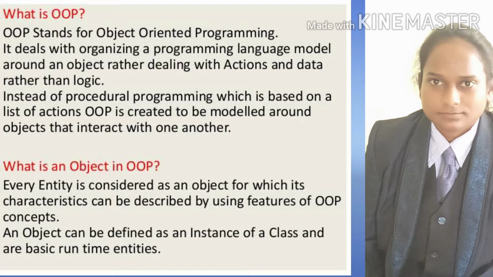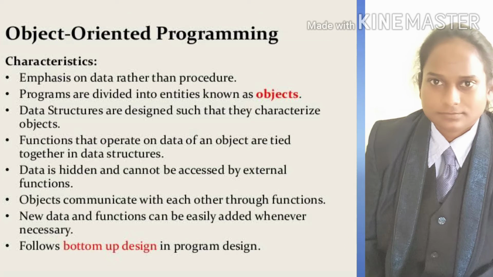What is an object in OOP? Every entity is considered as an object for which its characteristics can be described by using features of OOP concepts. An object can be defined as an instance of a class and are basic runtime entities.